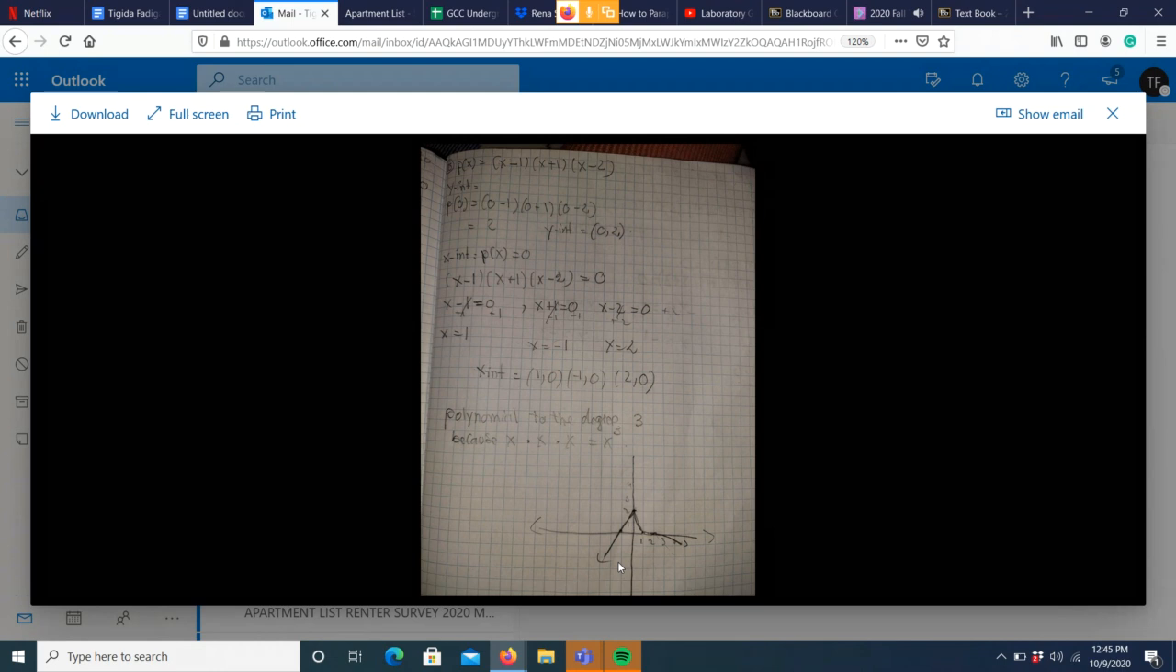And the graph doesn't look too good. I tried to connect the dots, but it didn't come out good. But it's a polynomial of degree 3, because how I find out is I did x times x times x is x to the third.